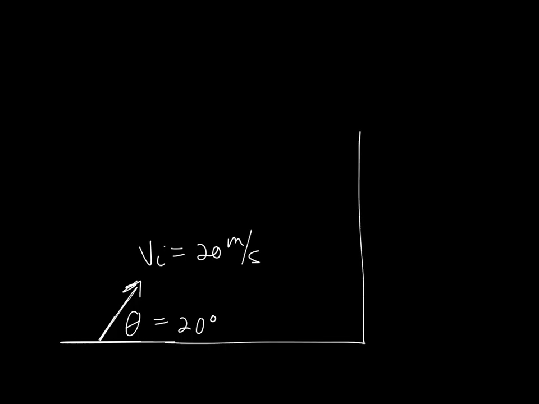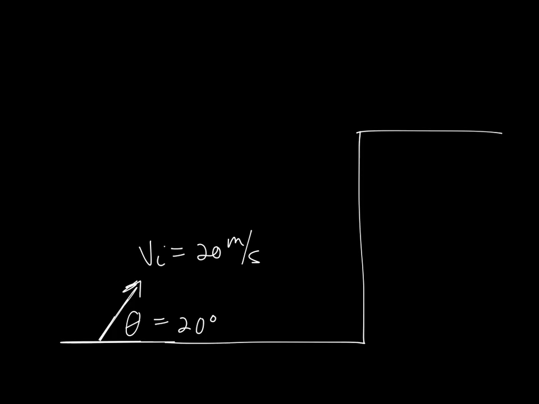So let's go ahead and say the following. Let's say there's an object at ground level, like a cannon with a cannonball being fired. The object is fired at some angle theta. Let's say that angle theta is, in this case, 20 degrees. We have an initial velocity of 20 meters per second. And we want to figure out if it will reach that cliff.